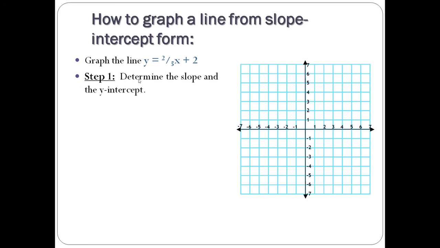Step 1. Determine the slope and the y-intercept. Now you're good at this. You know your slope is 2/5 and your y-intercept is 0, 2. And by the way, is the line going to go up from left to right once we graph it? It's positive, so we're going up.